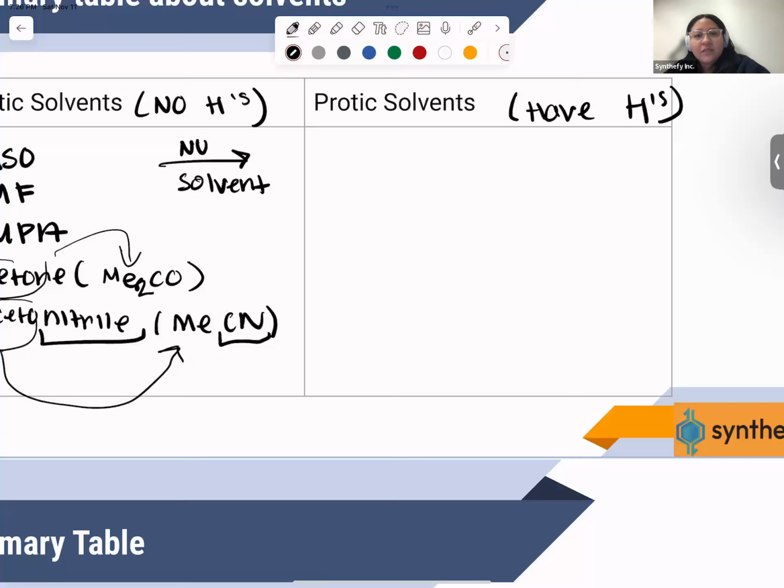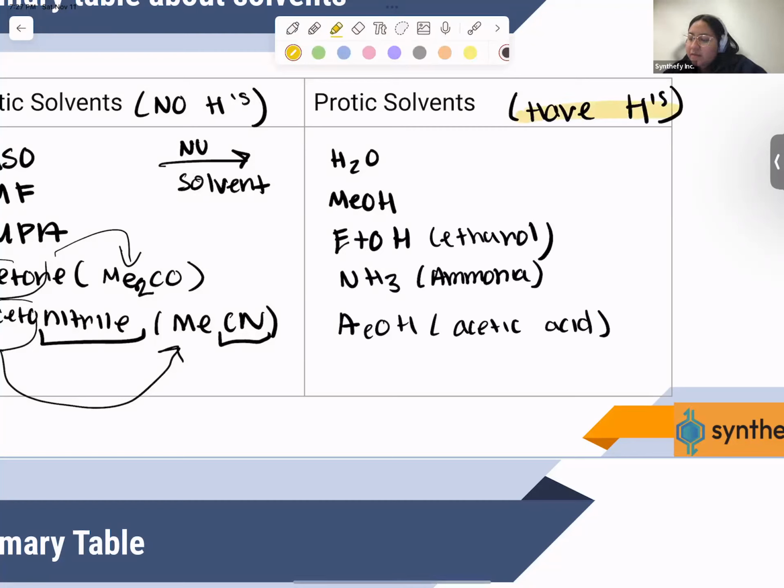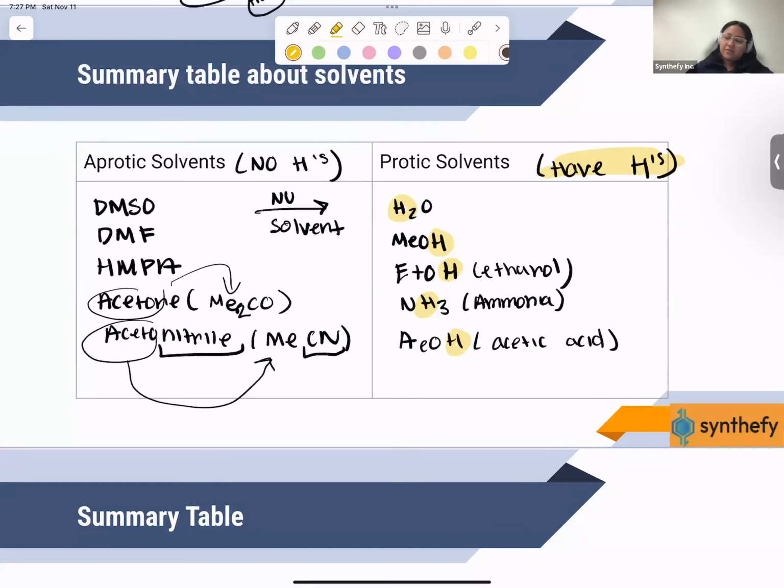You can just memorize all the aprotic solvents, and that way you don't have to memorize the protic solvents, because they have hydrogen in them. If it's explicitly stated, like if I give you this right here, H2O is a polar protic solvent, MeOH, EtOH is also one, NH3, and AcOH. This is acetic acid, this is ammonia, and this is ethanol. Again, what do they all have in common? They have hydrogen here, here, here, and here. They can form hydrogen bonds. That's why they're polar protic. What do polar protic solvents like? SN1. What do aprotic solvents have? SN2, because there's no hydrogen to slow down or form that solvent shell around the nucleophile.